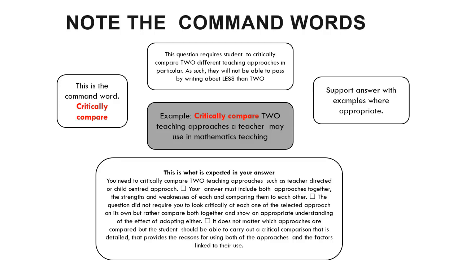So the student would say, okay, what are the strengths and the weaknesses of the teacher-centered approach? What are the strengths and weaknesses of the child-centered approach? And then this is what we mean by actually critically comparing. The question did not require you to look critically at each one of the selected approaches on its own, but rather to compare both together and show an appropriate understanding of the effect of adopting either. So when you are critically comparing, you will say what the strengths of each are, the teacher-centered approach and the child-centered approach. Then you will bring your argument forward and say, okay, because the opportunities for the child-centered approach outweigh the opportunities for the teacher-centered approach, we would recommend a child-centered approach in teaching. So this is how you would approach a question, taking heed of the command words.